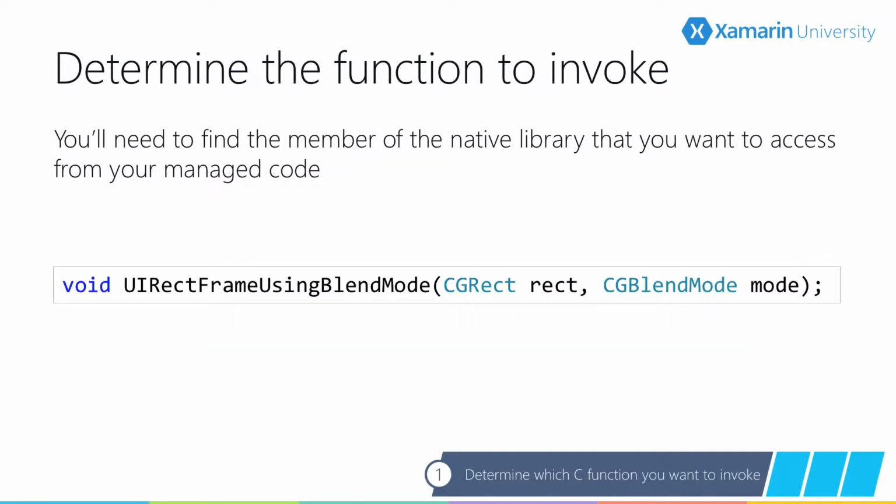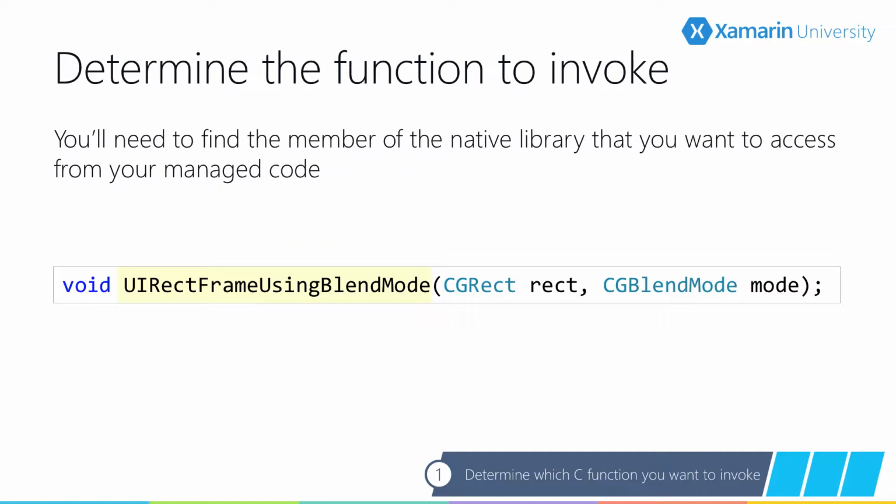Let's assume that we would like to draw a frame around the inside of a rectangle. Once we start looking at the API documentation available for UIKit, we found that we would be able to use UIRectFrame using blend mode to achieve this. Now this method allows me to draw a frame inside the rectangle defined with a specific fill color and a specific blend mode specified as part of the context.